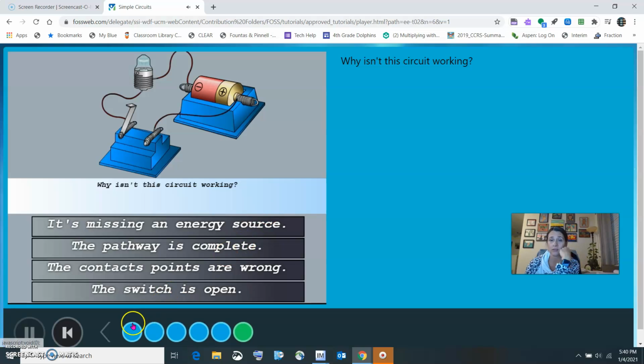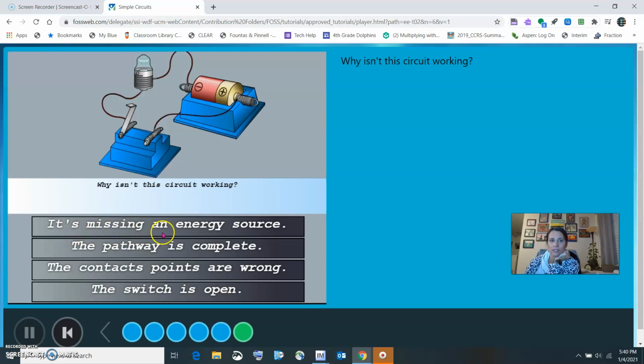Why isn't this circuit working? Okay, so let's look at this one. Why isn't this one working? So we have the negative to the side, out the bottom. So we have our energy source, our pathway, and then our bottom.